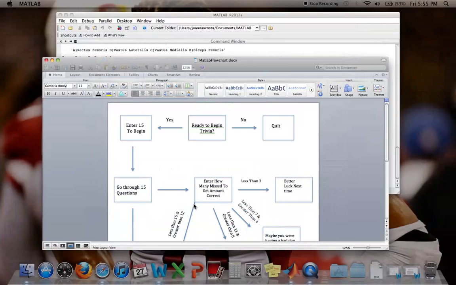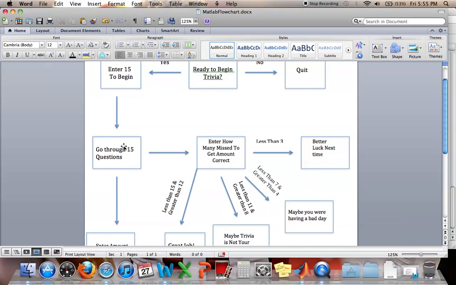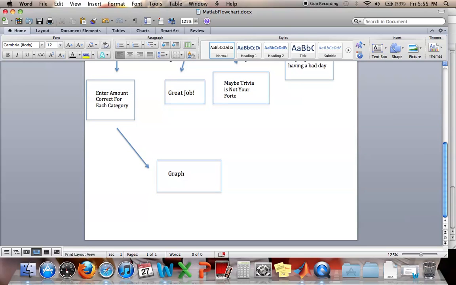I also have my flow chart, which shows you if you're ready to begin the trivia, yes or no, what continues. Once you go through the 15 questions, you can make your graph or enter how many you missed to get your response back. And that's about it.